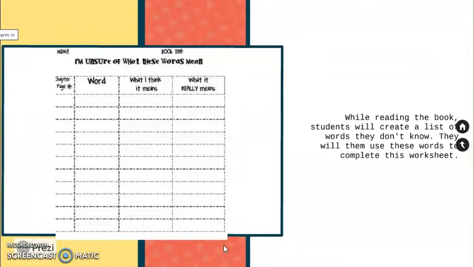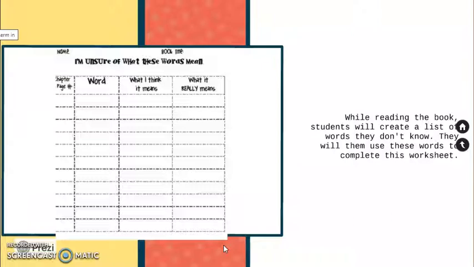While they're reading the book, students will create a list of words they don't know. They will use these words to complete this worksheet. So the title of this worksheet is I am unsure of what these words mean. Students will put the page that the word is on. They will write the word, and then they would write what they think the word means.